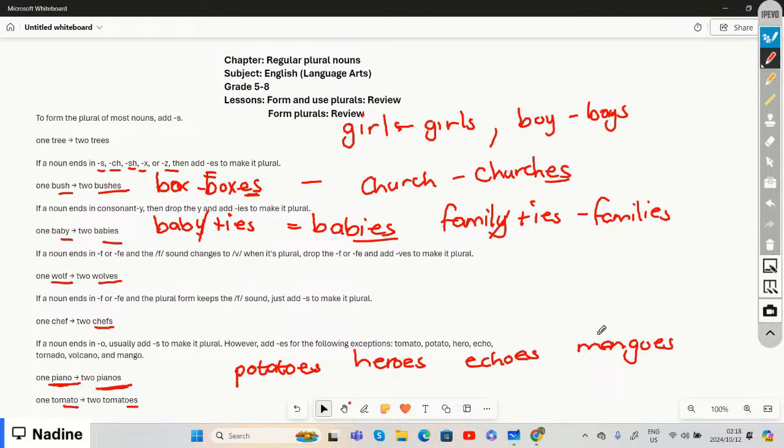But then when we hear regular plural nouns, that is like saying you need to follow a specific rule in order to find the plural form of this word. Regular plural nouns means following the rule by adding ES, dropping Y and adding IES, adding an S or an ES, or VES. Those are rules when it comes to regular plural nouns that you need to follow.